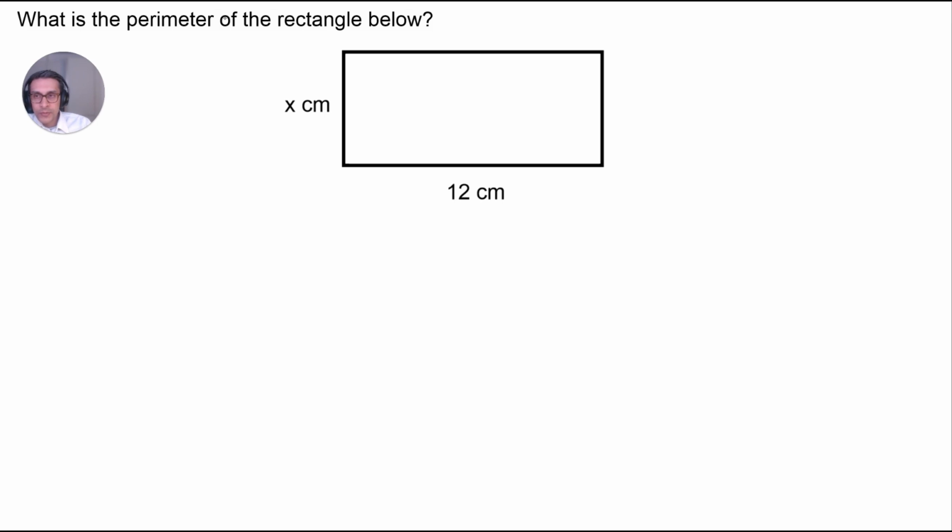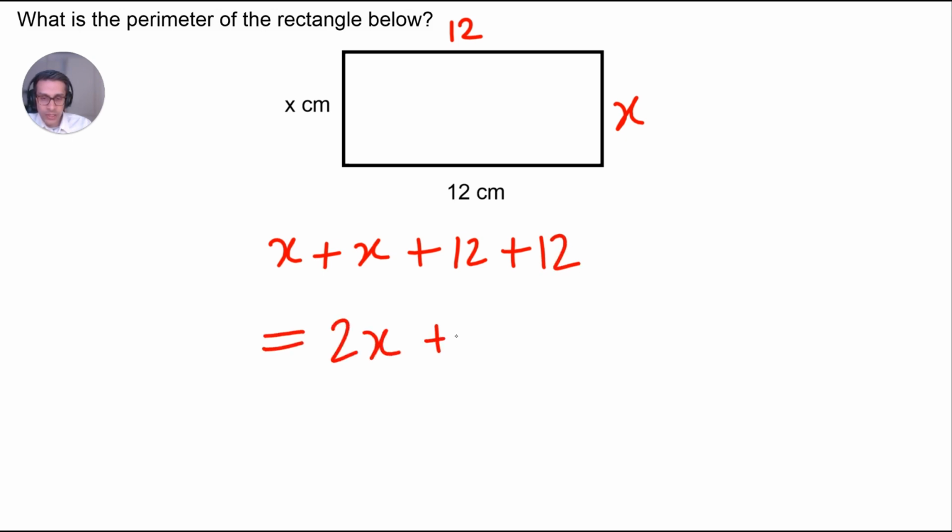Now have a think here. What's the perimeter of this rectangle? Write it as an expression. Okay, so we know that that has to be 12 because it's a rectangle that has to match, and then this has to be x. So the perimeter will be x plus 12 plus 12. That will give you 2x plus 12. So that is the perimeter.